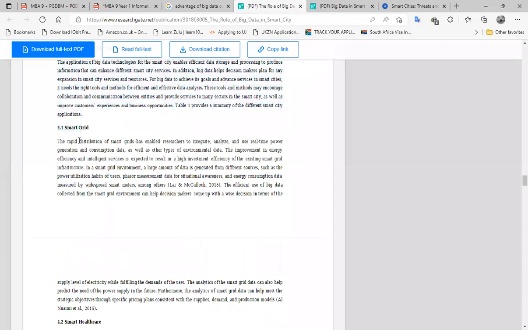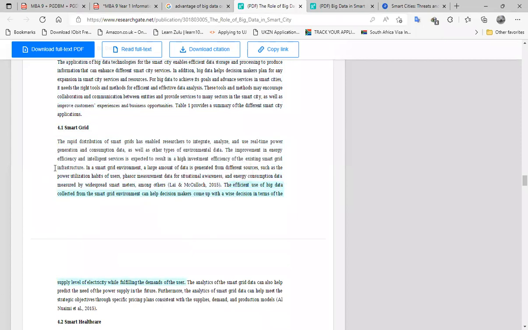So the rapid distribution of smart grid data enables decisions to integrate, analyze, and use real-time power generation and consumption data. The efficient use of big data collected from a smart grid can help decision makers come up with wise decisions on the supply level of electricity while fulfilling the demands of the user. So this is what you want.